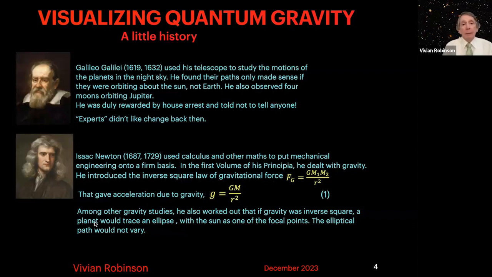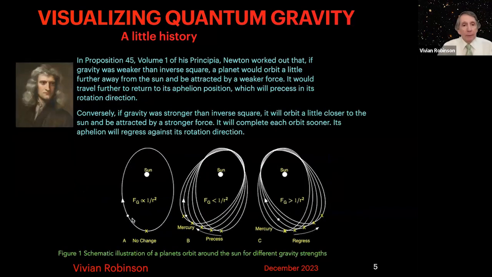Among other gravity studies, he also showed that if gravity was inverse square, a planet would trace an ellipse with the sun as one of the focal points. The elliptical path would not vary. That is illustrated here, where gravity is inverse square, the planet will always travel the same path, always returning to the same aphelion point.